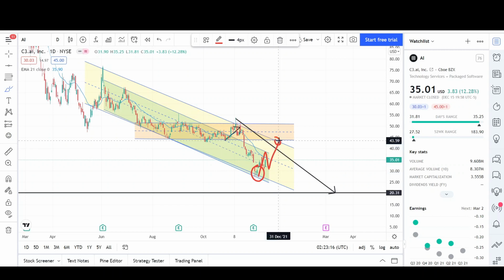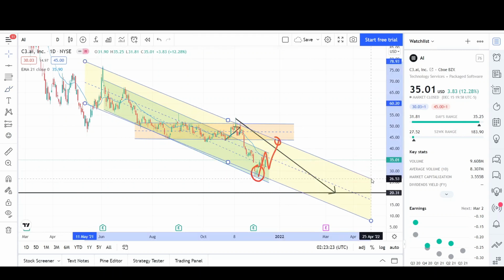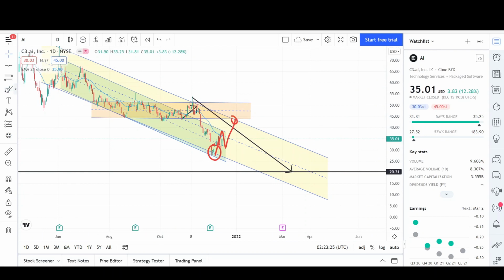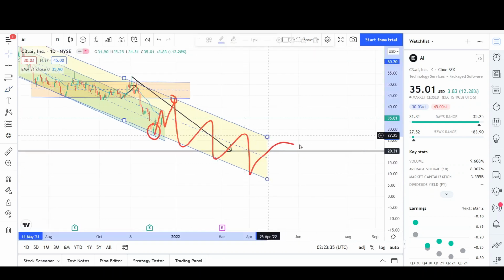And we need to see a break outside of the channel to have faith that a reversal will happen in the future, because even if we just reach the upper side of the channel, then we could just continue to chop inside of it, something like this. So if I extrapolate the channel further down, you can see that the trend could last a long time.